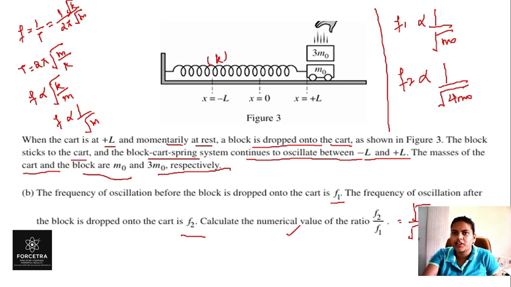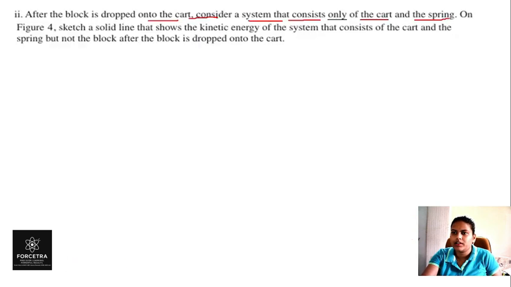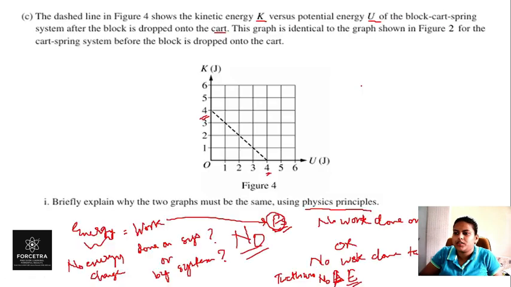After dropping the block onto the cart, consider a system. Now the system would be only the cart and the spring. In figure 4, sketch a solid line that shows the kinetic energy of the system that consists of cart and the spring, but not the block, after it is dropped onto the cart. So this is a spring and this is your cart, and this is your block, and we don't have to include the block now.